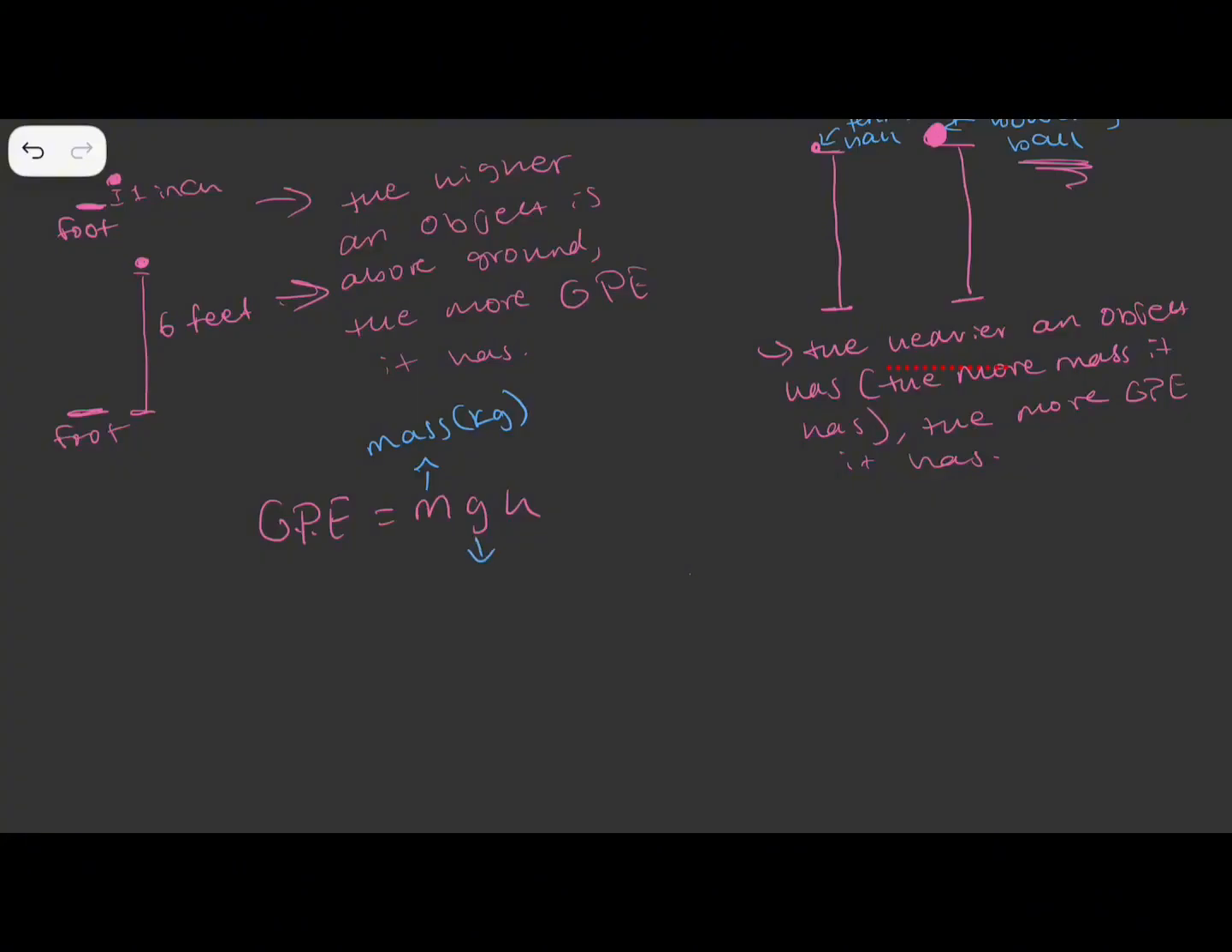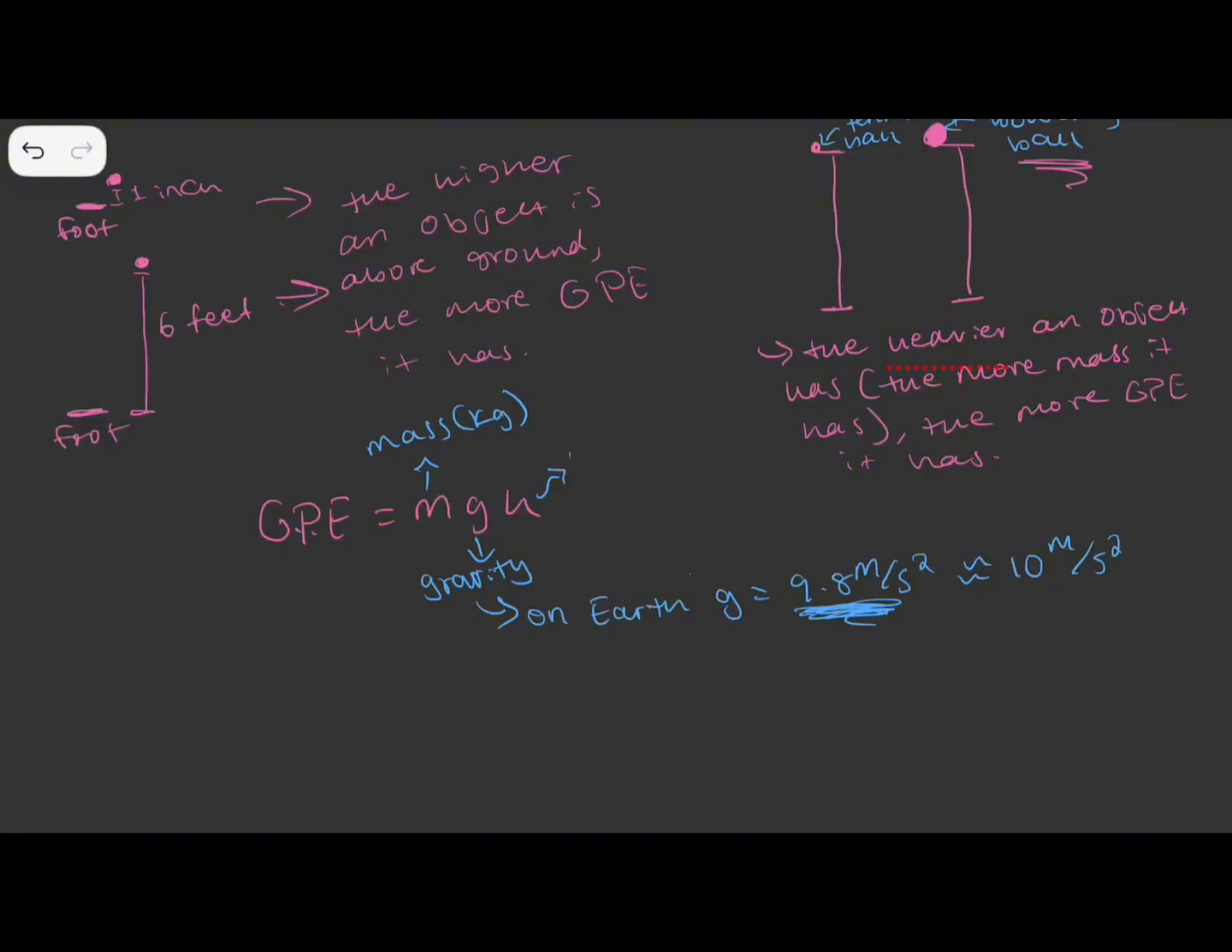g is acceleration due to gravity, but we're just going to call it gravity. It's very important to note that on Earth, g equals 9.8 meters per second squared. For a lot of our problems, we will round up to 10 meters per second squared, but remember g is equal to 9.8 meters per second squared on Earth. If it's not specified, I want you to use 9.8 meters per second squared for g.